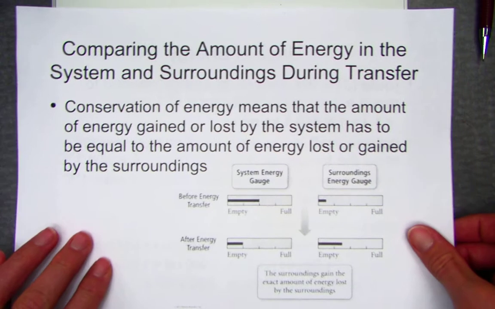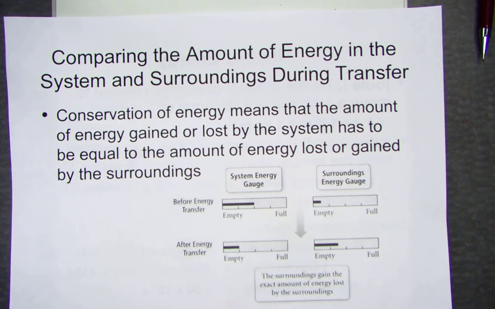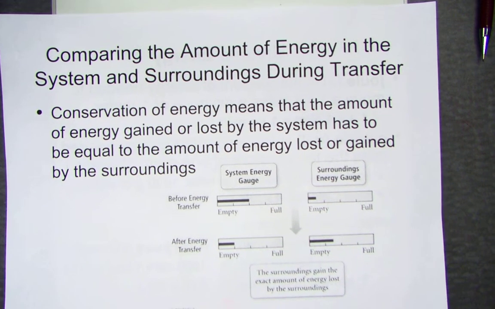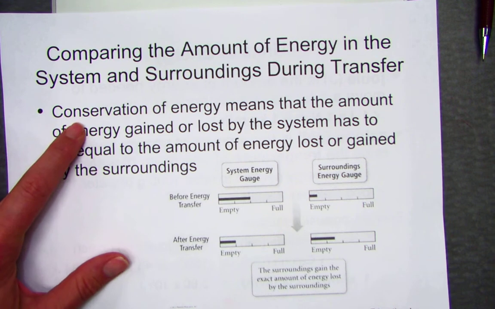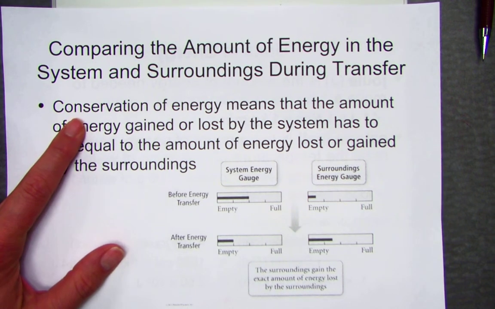Comparing the amount of energy in the system and the surroundings during a transfer just lets us figure out if the system is gaining or losing energy, and yet realizing that the net change remains constant. The word conservation means to stay the same.